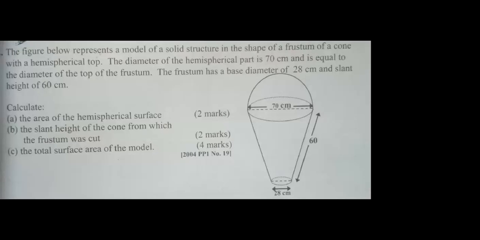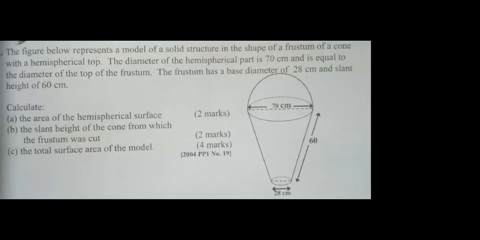The area of the hemispherical surface, I took 2 pi r squared because it only covers half of a hemisphere. And then I got 7,700 centimeters squared. And then I used similarity and enlargement to get the total slant height. 70 over 28 is equal to 60 plus x over x, and I substituted to get 100 centimeters.